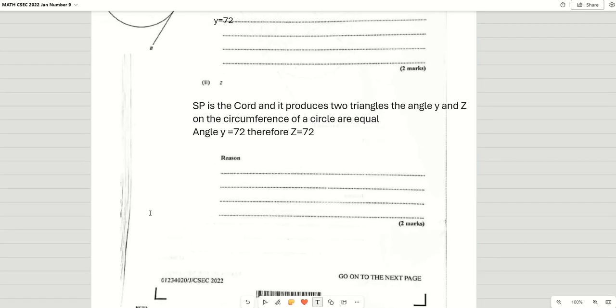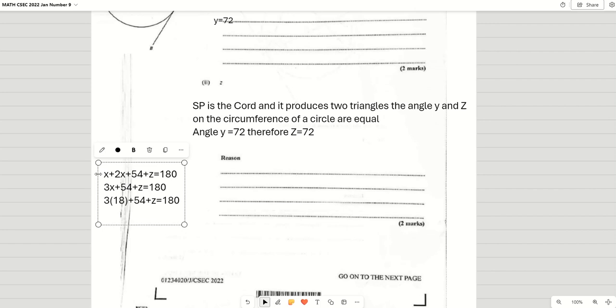Alright, this is the other way that you could have done it. X plus 2X plus 54 plus angle Z is equal to 180. So that is 3X plus 54 plus Z is equal to 180. Well, now I should say 3X, and we know X was 18, so that's 3 by 18 plus 54 plus Z is equal to 180.